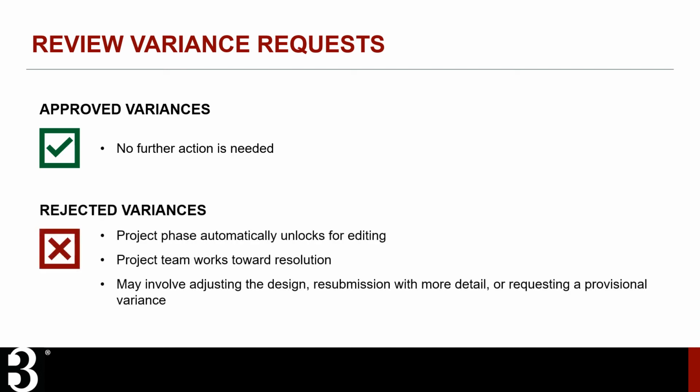When a variance is rejected, the current project phase will automatically unlock for editing, and the project team will need to resolve the issue. This could involve adjusting the design to meet the B3 requirement, resubmitting the variance request with additional detail, or requesting a provisional variance with the goal of adjusting the design in later phases to better meet the intent of the B3 requirement.